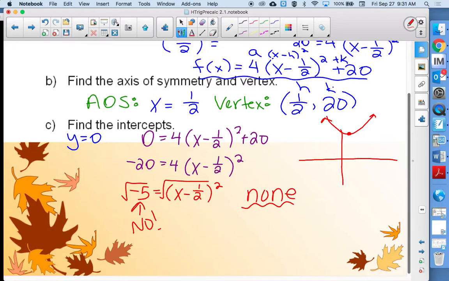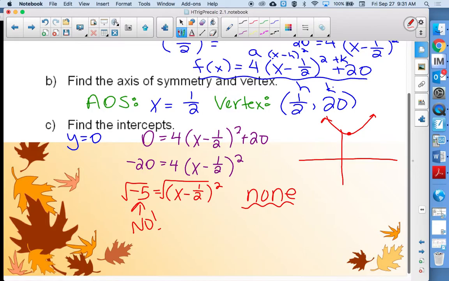Questions? So I need you to start pulling together, what does this stuff mean graphically? How does that correspond? So thinking there aren't any x-intercepts because the graph starts above it. They go together, the vertex and the x-intercepts. Questions?